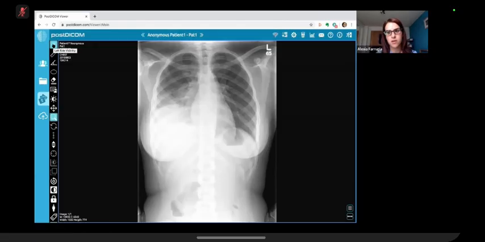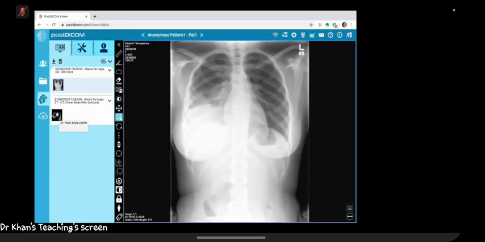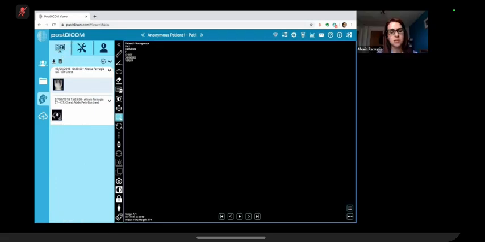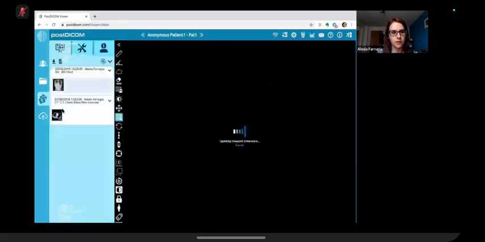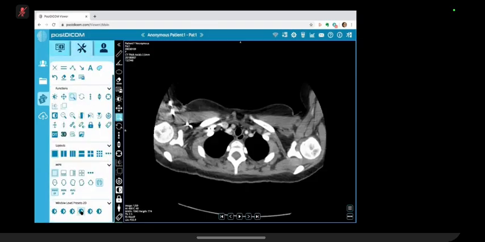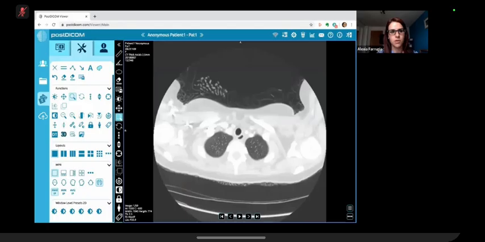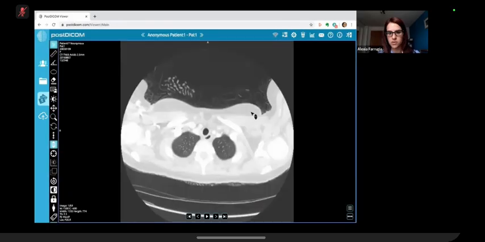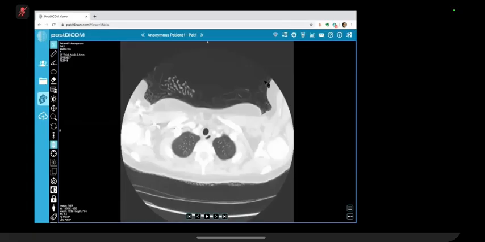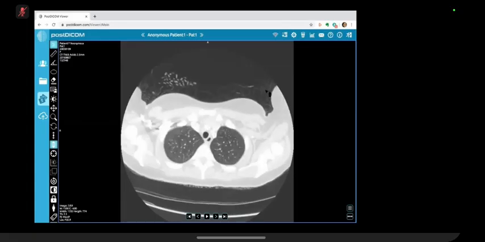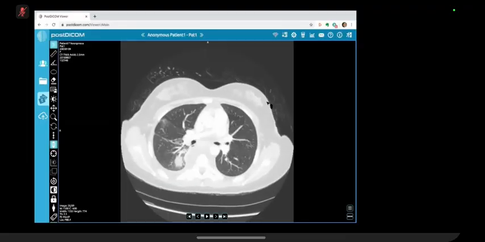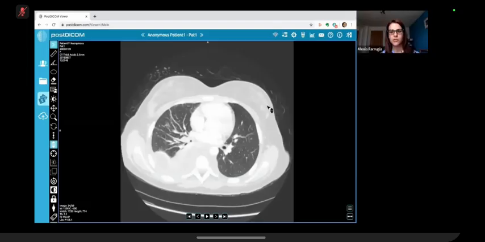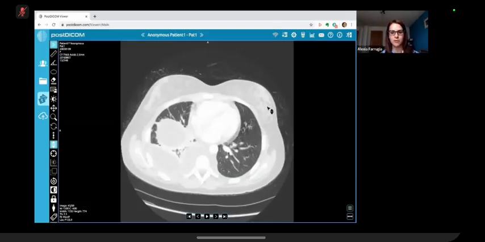She was started on antibiotics. She was not getting better. She became increasingly septic, and a CT chest, abdomen, and pelvis was done to try and identify whether there's anything else, an alternative diagnosis. So I'm going to show you the lung window, and then I will show you the soft tissue window, and then you can tell me about it.